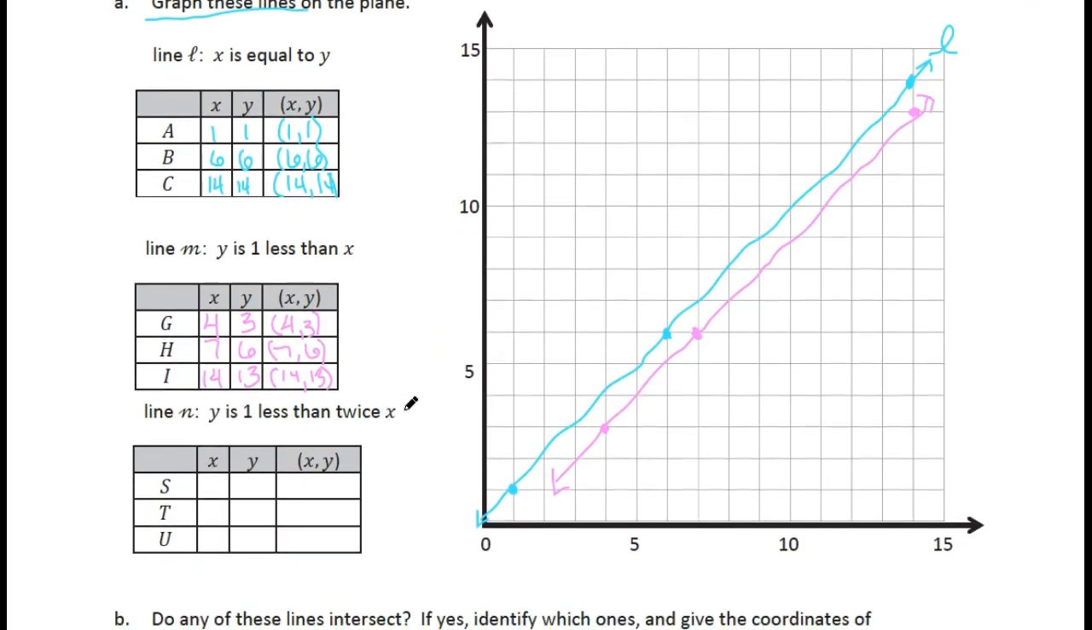Let's take a look. Next up here, y is 1 less than twice what x is. So let's start kind of small. Start with a 2. And then if we double it, because it says twice x, that's a 4. And then we take 1 away from that. So times 2 is 4, minus 1 is 3.